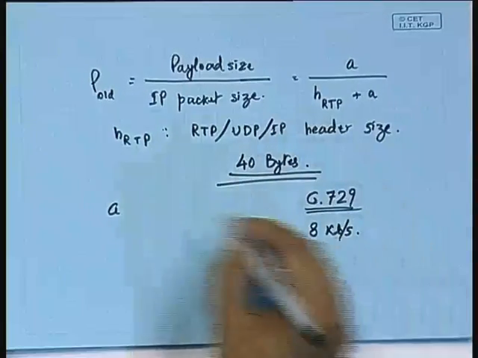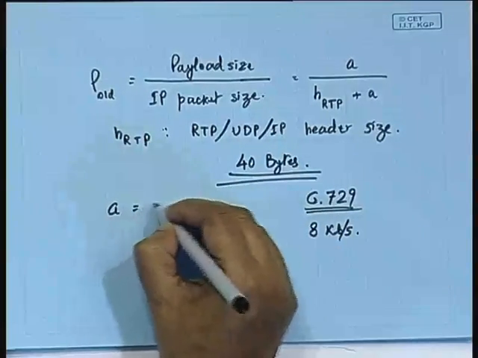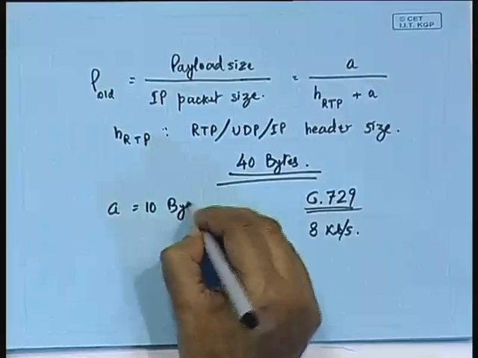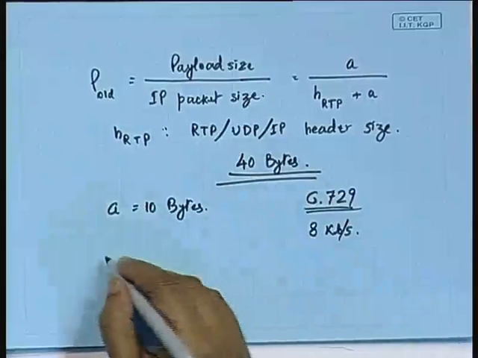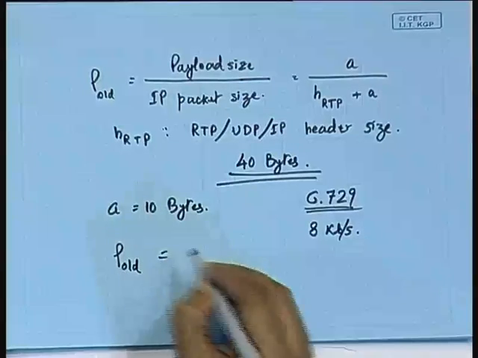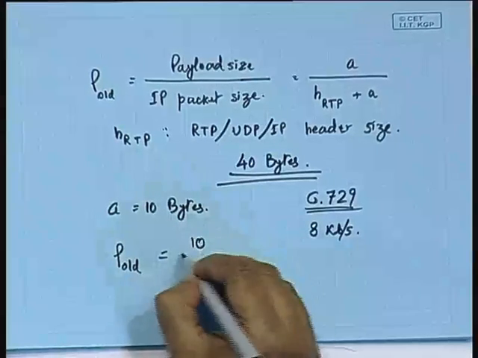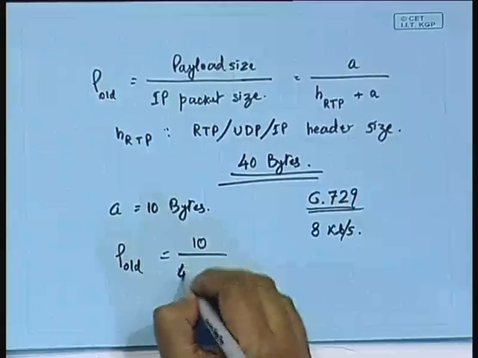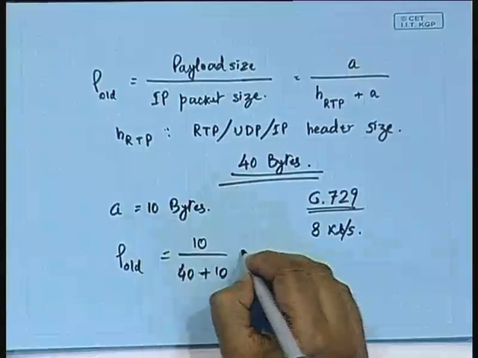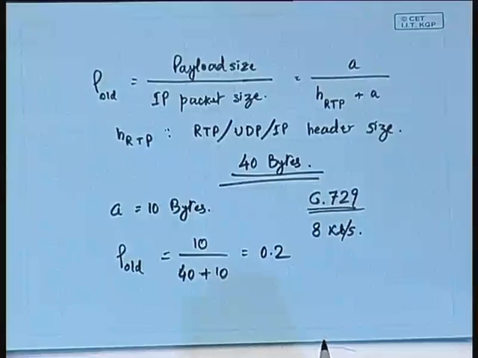Given that the audio frame size in G.729 is 10 bytes and the payload is made equal to one audio frame, A is equal to 10 bytes. That will really give us a very bad figure, because rho old is going to be 10 by (40 plus 10), so 10 by 50, that is 0.2. Only 20% efficiency is achieved if we use the unmultiplexed scheme.